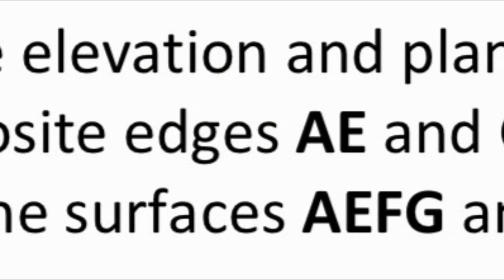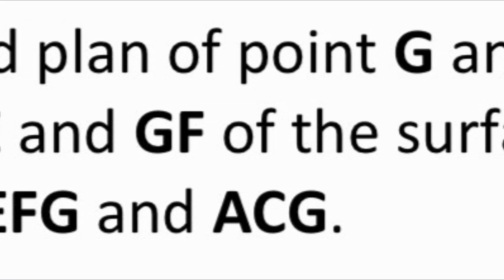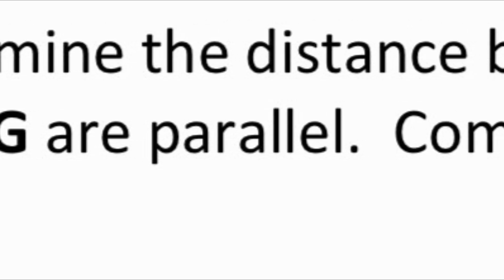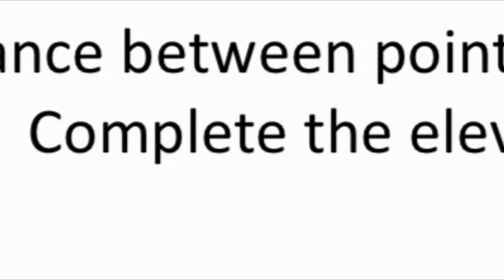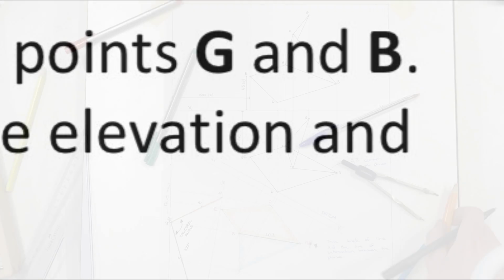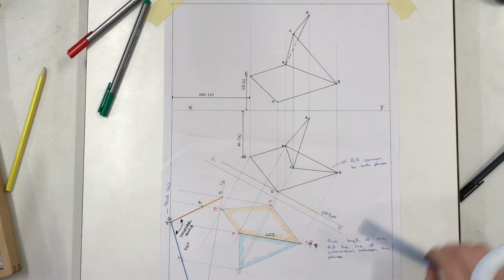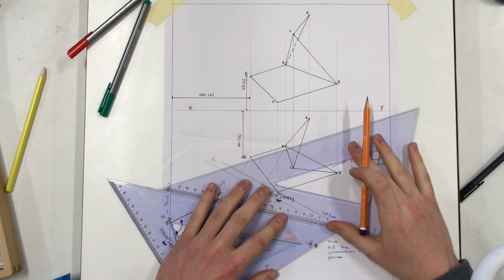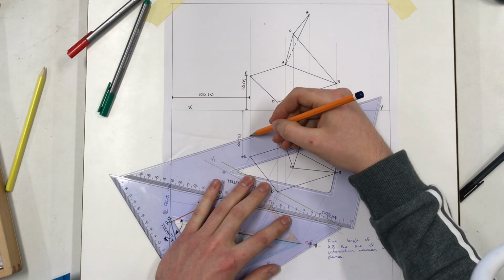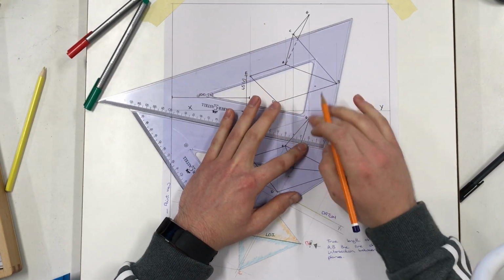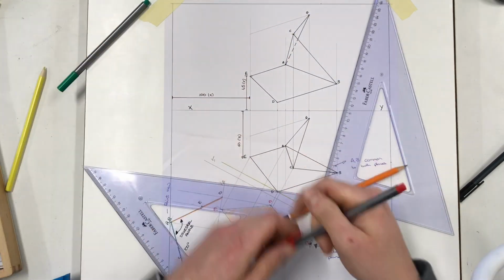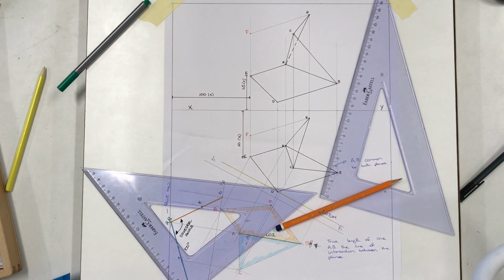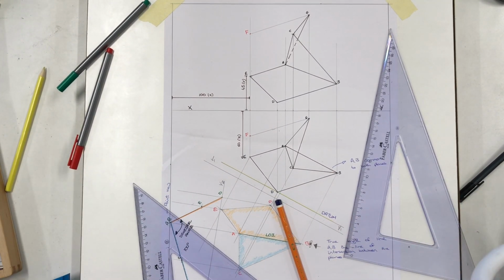The second part of part C of the question tells us that the lines AE and GF are parallel. We know that if lines are parallel in one view, they're parallel in all views, so we can just construct those in our elevation and plan. We have now found the point F, so this completes part C of the question.